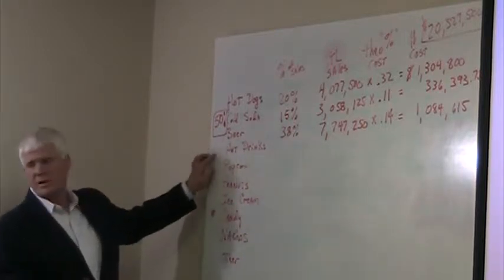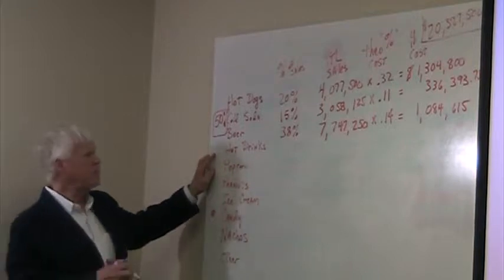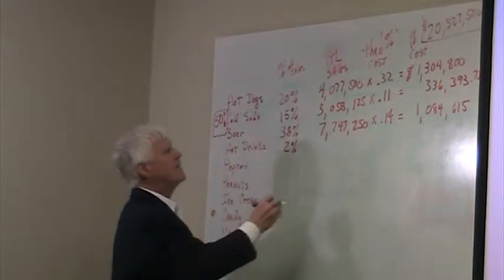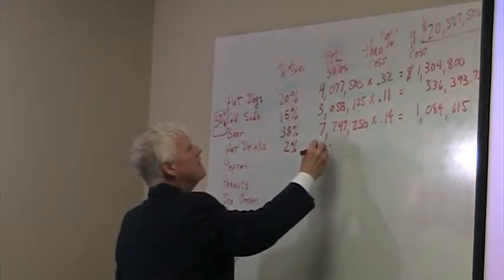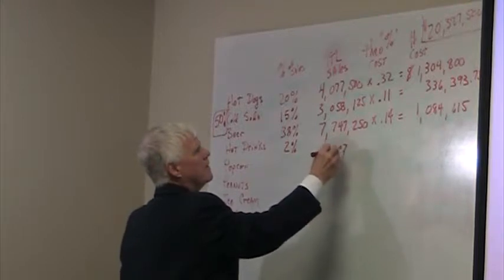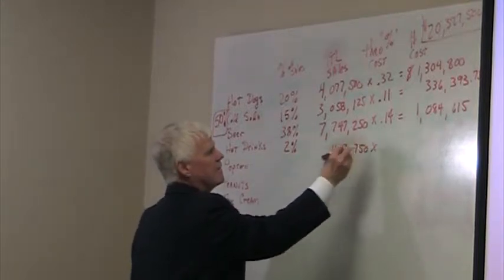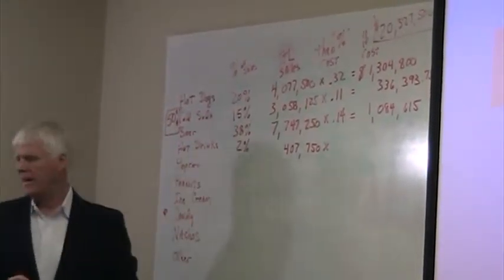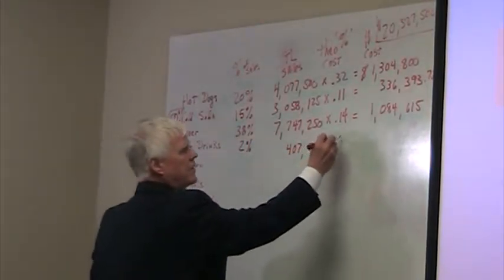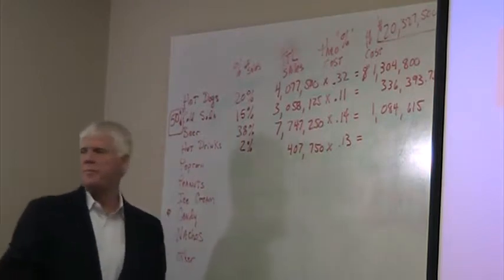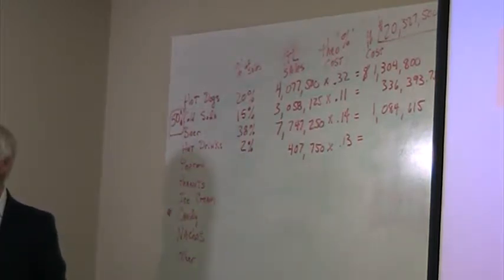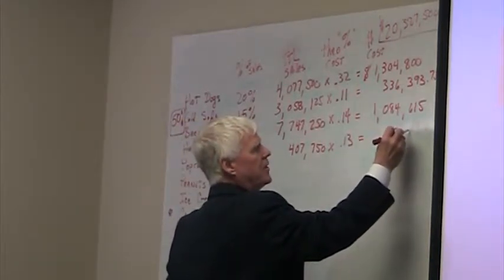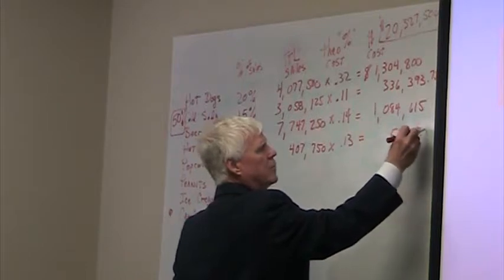Okay. Hot drinks, about 2%. So what's 2% of 20 million? 407,750. Okay. And the cost of goods on hot drinks is 13%? 53,000. Whoa, 53,000. Okay, and 7.50.